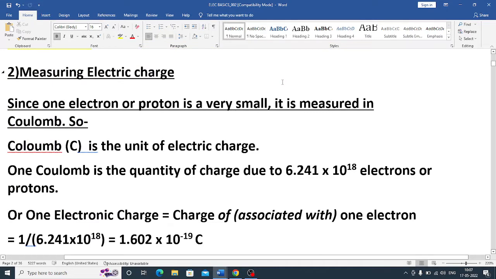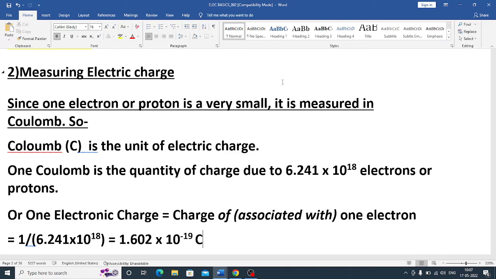See, the charge of an electron is very small, hence we use bigger charges. For example, we talk in rupees, we don't talk in paise, because paise is very small, and large business organizations talk in millions. They don't talk in rupees also, they talk in crores of rupees.